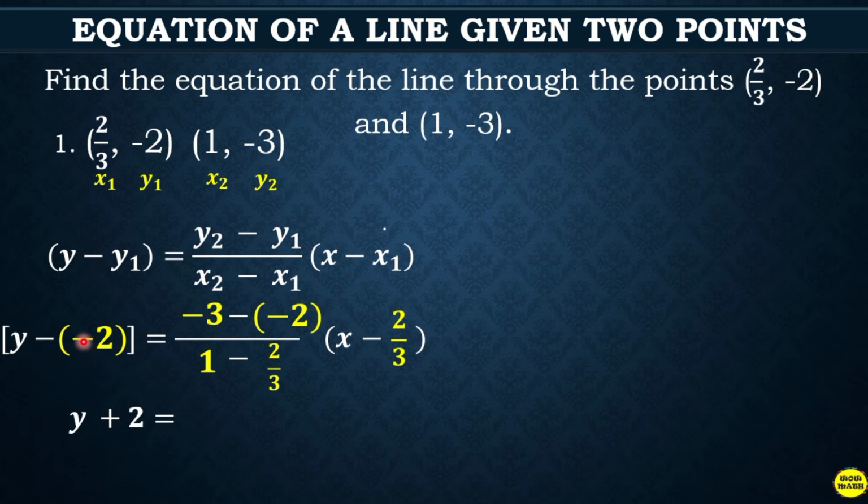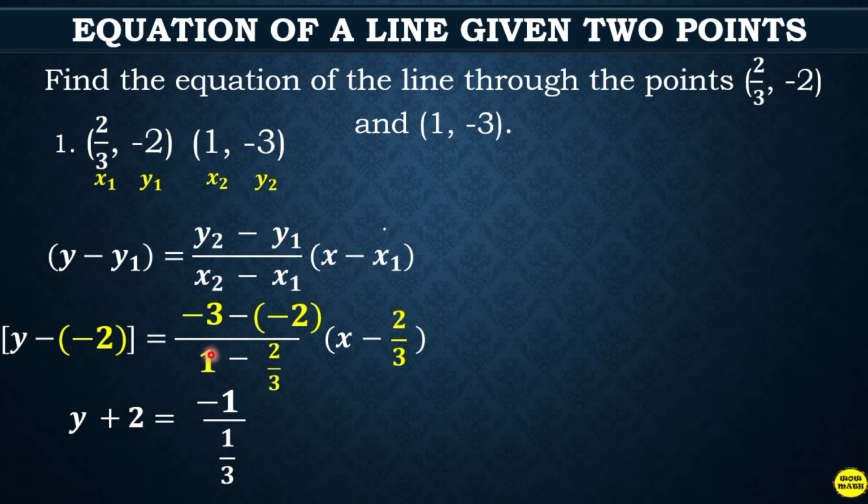Kasi negative times negative, magiging positive. Ito rin, so magiging plus yan. So negative 3 plus 2. So negative 3 plus 2 is negative 1. Okay, ito paano natin siya gagawin? Kung babalikan nyo yung tinuro ko kanina, yung butterfly method, pwede po yun. Okay? So, paano siya gagawin?